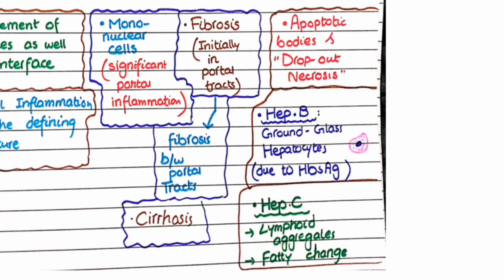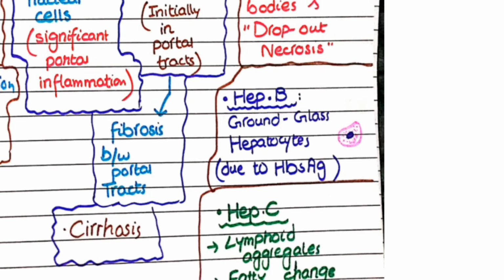You know that chronic viral hepatitis is mainly caused by hepatitis B or hepatitis C. And there are some differentiating features between hepatitis B and hepatitis C. So let's study this. For hepatitis B, the specific characteristic feature is ground glass hepatocytes. Ground glass hepatocyte means that the cytoplasm of the affected hepatocytes appears in the form of small granules, in the form of ground glass. So these are the ground glass hepatocytes.